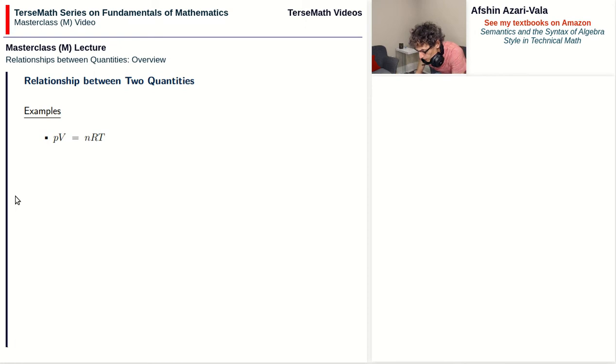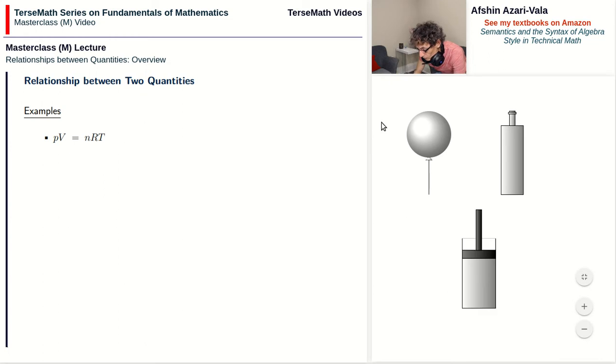Here is a formula. PV is equal to nRT. This formula applies to any system that consists of a gas inside a container. For example, this could be helium in a balloon. It could be oxygen in a steel tank. It could be a mix of fuel and air in a cylinder with a piston on top. It could even be the air in your lungs.